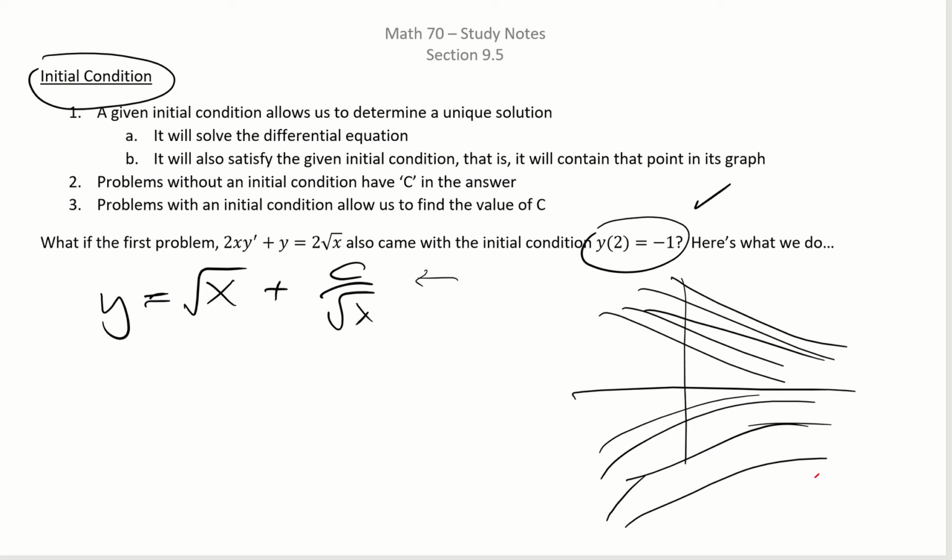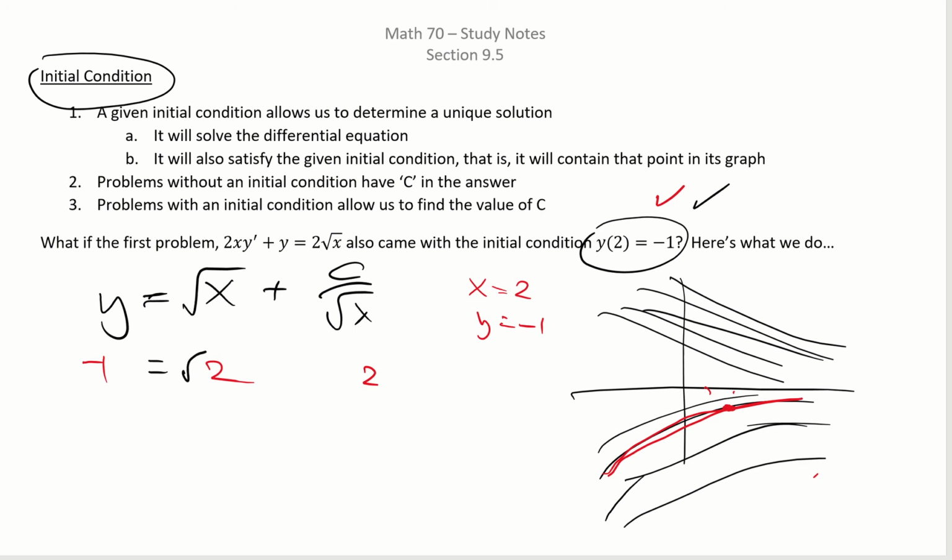If you change the c, you get a different set of functions as you wander through. In our particular case, I decided to give us y of 2 is equal to -1, which means you're going to find 2, -1. You're going to find the curve, maybe it's this one right there. You're going to find the unique curve in the family of functions that satisfy not only the differential equation, but also the initial condition. So what do we do? Just like before, you plug in: x is 2, y is -1. -1 for y, 2 for x, and we try to figure out what c has to be.